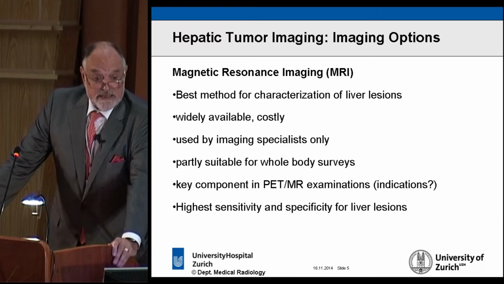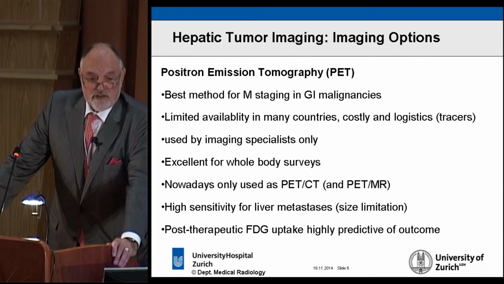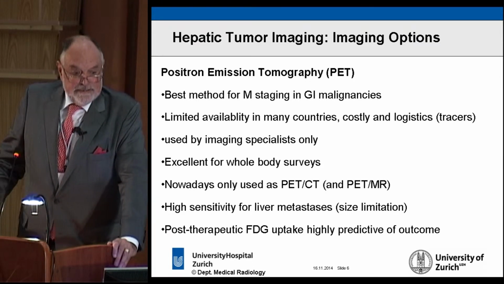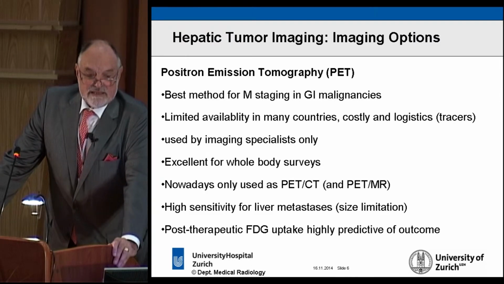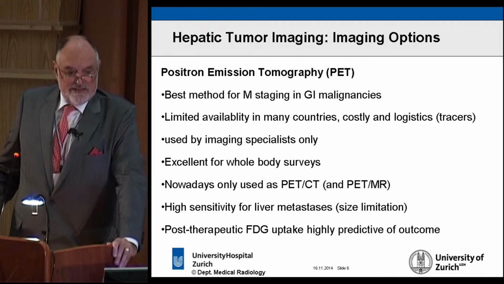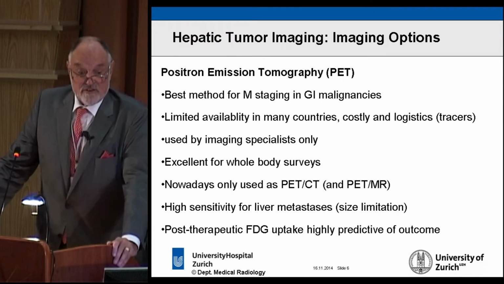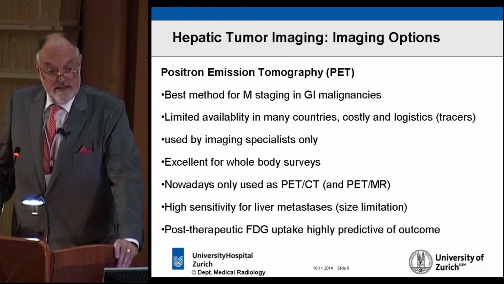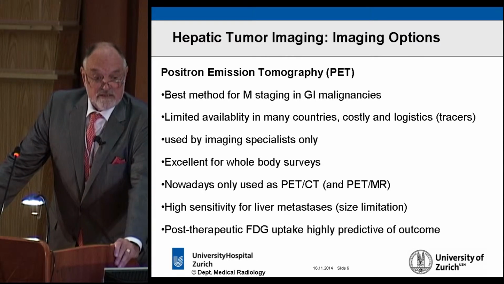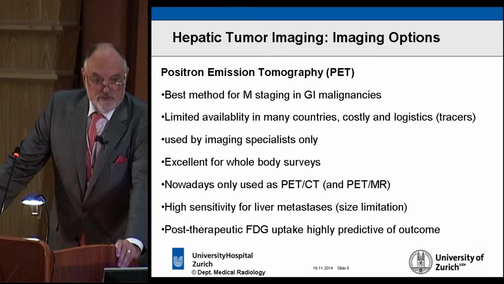Now, PET imaging is certainly the best method for M-staging in malignancies in general and for GI malignancies in particular. The limited availability is a problem because you need to have the logistics of getting radio tracers, and that is not so easy. We have a lot of experience. We have done this for 20 years, and we have a radio tracer facility where we actually supply 2/3 of all tracers for PET in Switzerland. So it can be done, but it is logistically a substantial operation.